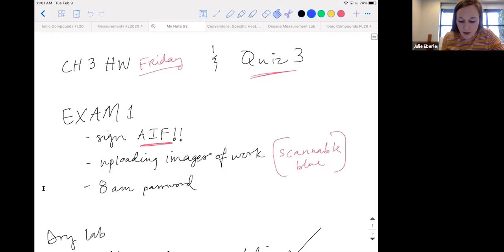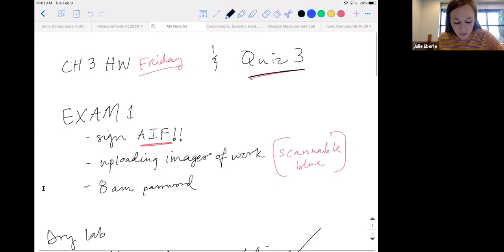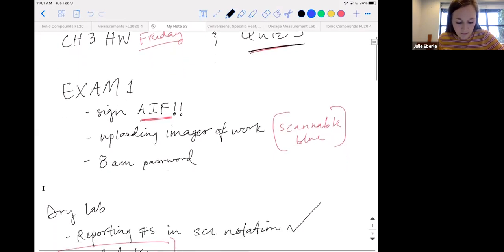Chapter 3, homework due Friday. I encourage you to do it before the exam, though. I think it will help you a lot. I just wanted to give you some extra time in case you need to study on some other things for the exam. Quiz today. Quiz 3, 5 multiple choice questions due by the end of the day. Don't forget that. You can take a screenshot of this if you don't want to write all this down.